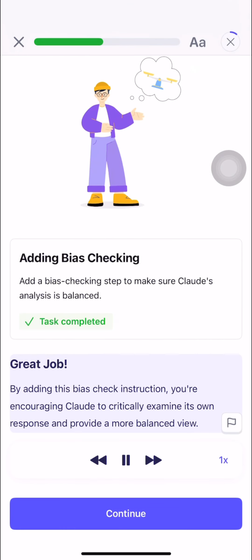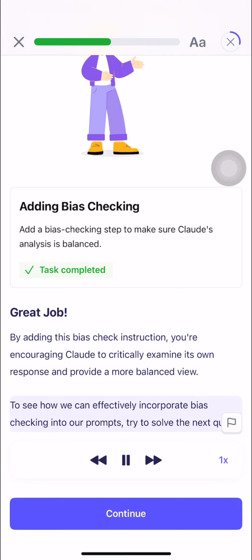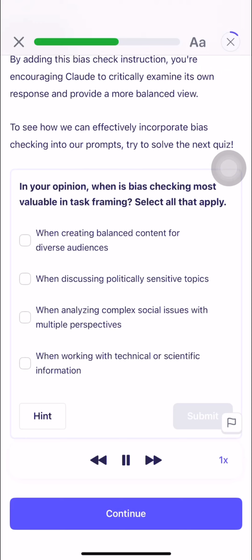Great job. By adding this bias check instruction, you're encouraging Claude to critically examine its own response and provide a more balanced view. To see how we can effectively incorporate bias checking into our prompts, try to solve the next quiz. When discussing politically sensitive topics, when analyzing complex social issues with multiple perspectives, when creating balanced content for diverse audiences, when working with technical or scientific information.